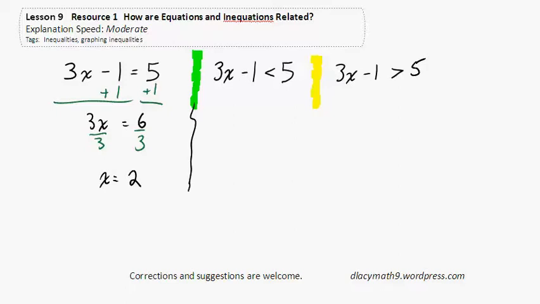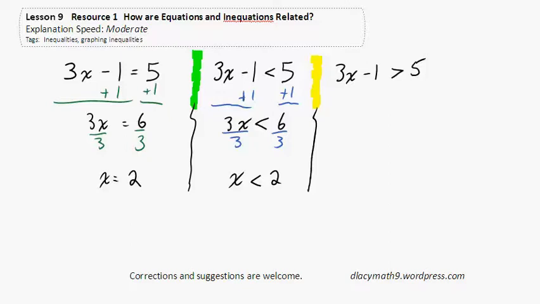Now, as I jump over to the next one, it's all the same. I have to add 1 to both sides. So here I go. And nothing changes. It's just 3x is, but still less than, 6. And so when I divide through by 3, I get my result that x is always less than 2. It can be 1 or 0 or 1.5, just less than 2.